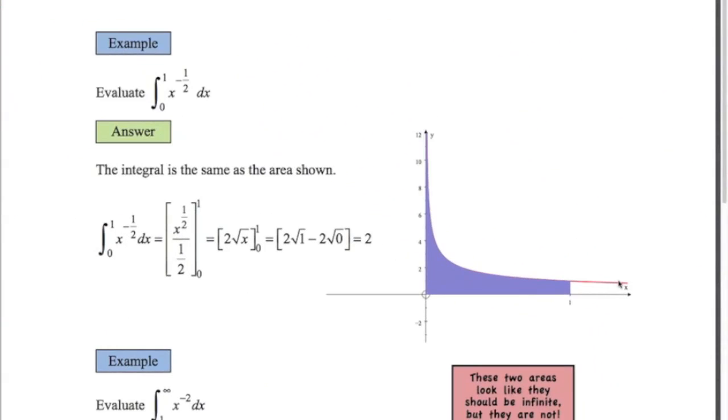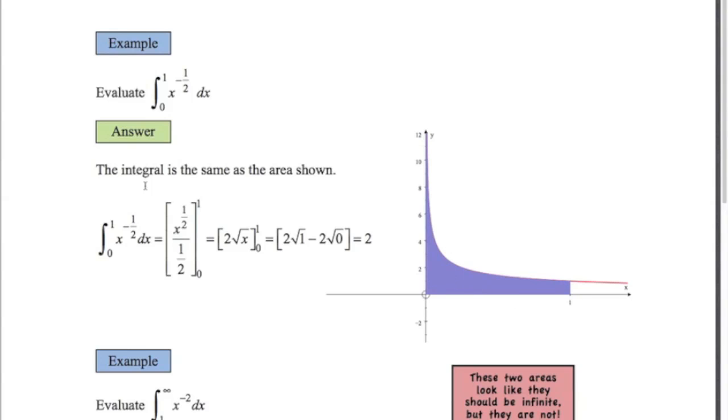Here's two really cool questions because they involve infinite limits. This first one is just the integral between 1 and 0. The reason this is infinite is this curve here never touches the y-axis. So this curve goes up forever and ever, never touching. So you'd think that this area that I've shaded here is infinite, but it isn't.